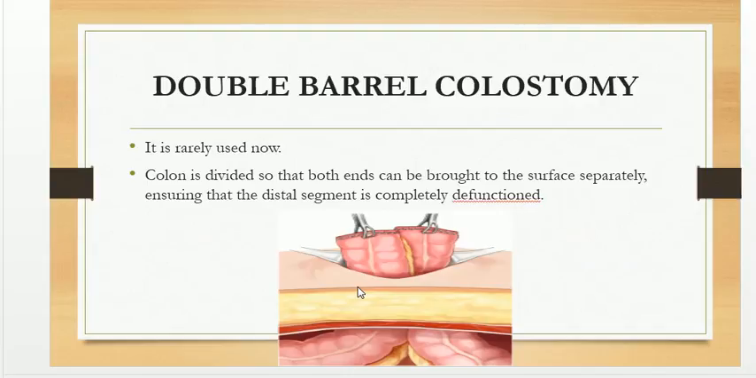Double barrel colostomy. Double barrel, usually you must imagine a double barrel gun. Here you can see it is rarely used now. One indication of double barrel colostomy was when it's a large gut in a volvulus, sigmoid volvulus, this double barrel colostomy used to be done.